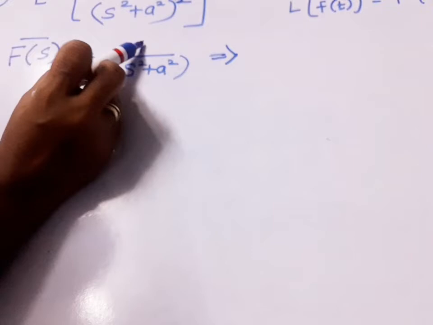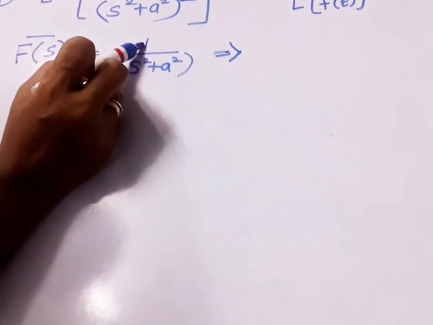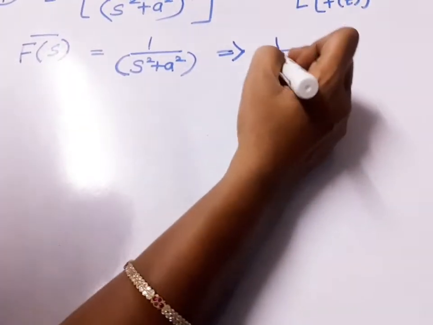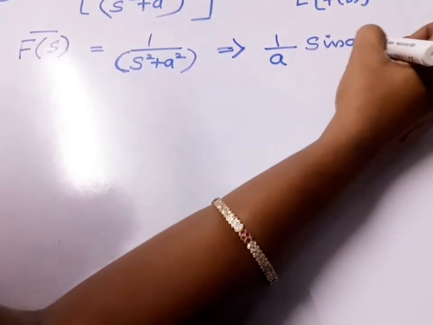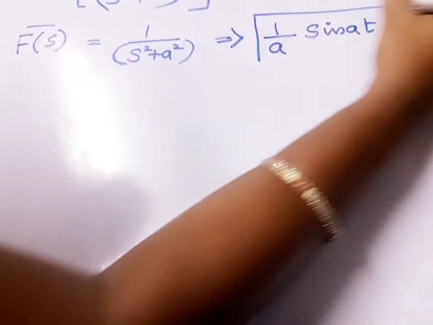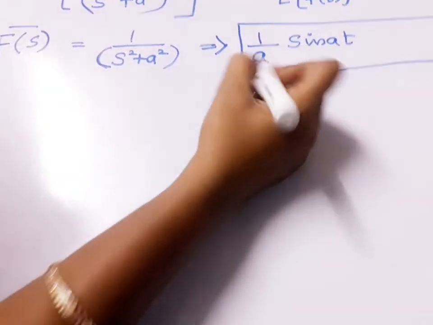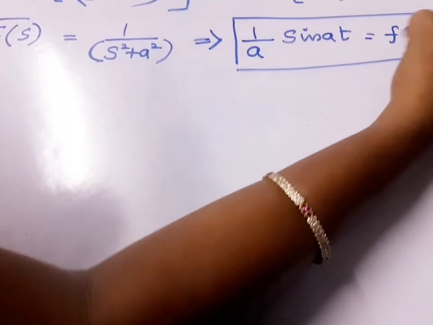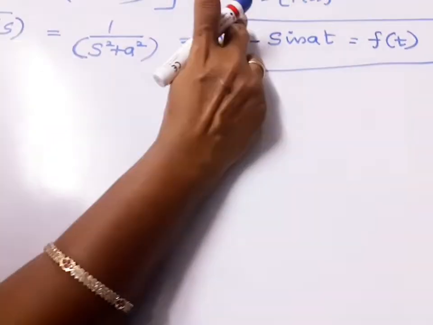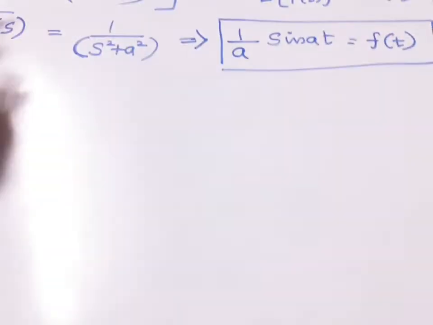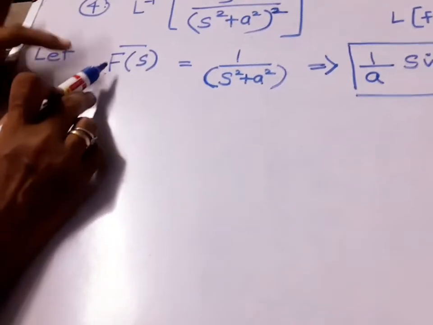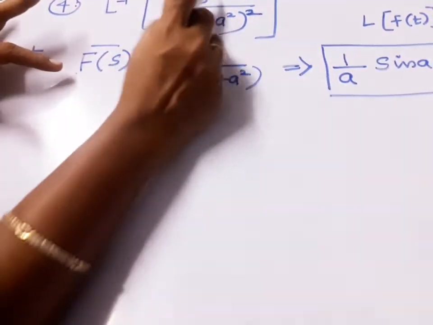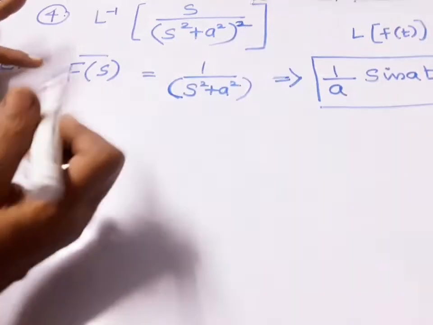This is of the form a by s square plus a square. We don't have the a in the numerator, so this is 1 by a sin at. This implies the corresponding f of t value is 1 by a sin at. So let us come again. We have taken f bar of s as 1 by s square plus a square, without the square.